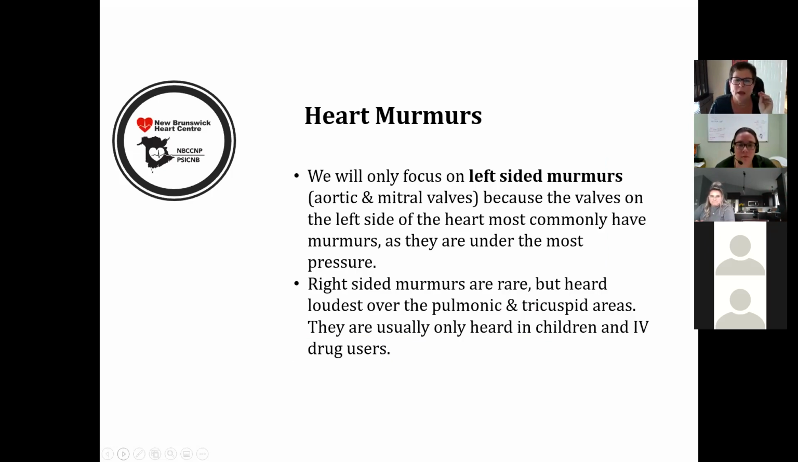So I'm really only going to focus on left-sided murmurs. And the reason why is, how come? Why are left-sided murmurs more important than right-sided? Because those valves do the most work. Yeah. Our left side of our heart is under higher pressure.